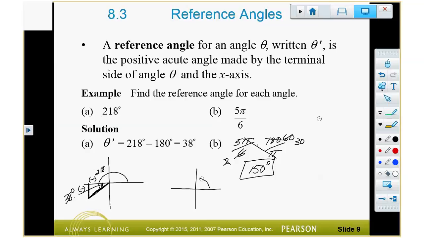So the first thing you do is draw your picture. 150 degrees is where? So, is this the acute angle or is this the acute angle? So this one's going to be 30 degrees, and you know that your x is always going to be negative and your y is always going to be positive. So therefore, all students, your sine and your cosecant is going to be positive.